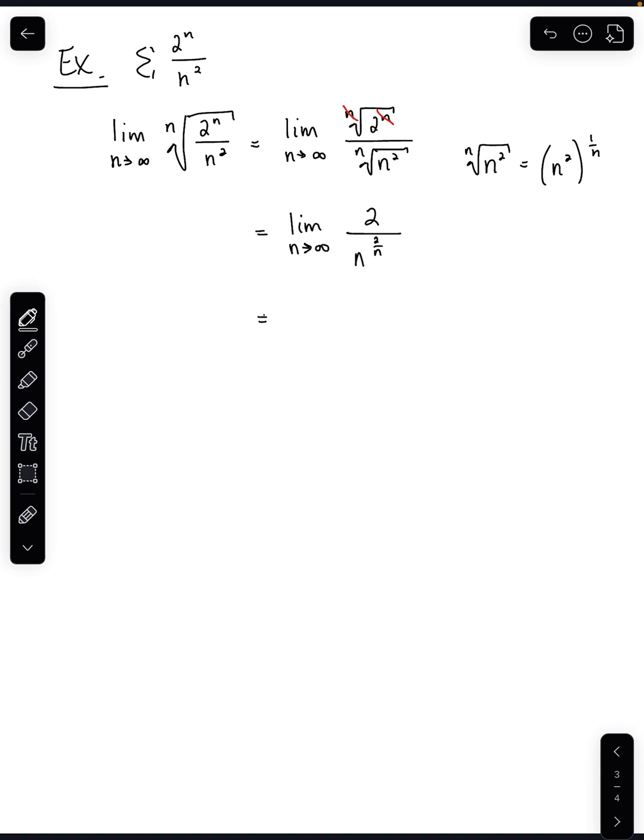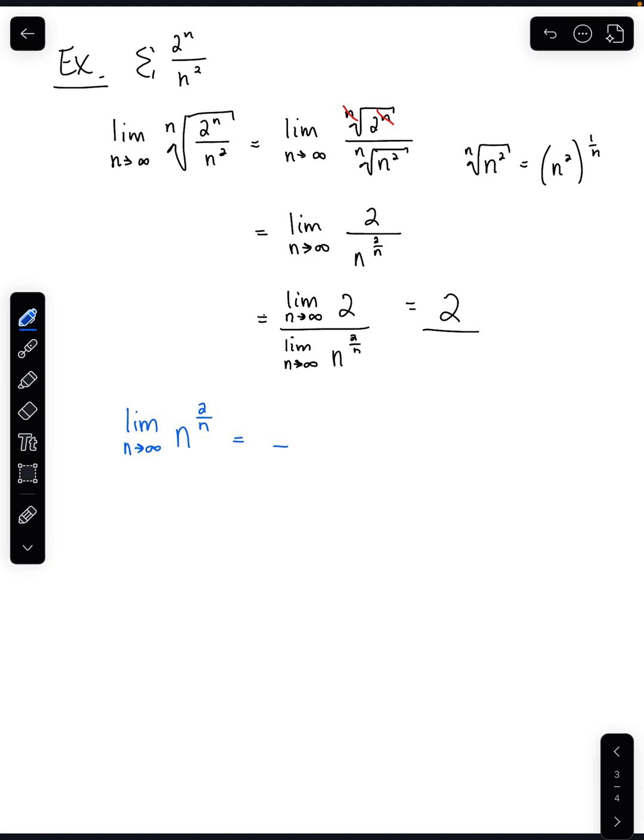Now, by properties of limits, we can do the limit of the numerator separately from the limit of the denominator, which is helpful because the limit of the numerator is, of course, quite easy. But in the denominator now, we can focus on just that n to the 2 over n. So the numerator is going to result in a 2. We're now going to pull the limit in the denominator out because we're going to have to do some manipulation of this in order to evaluate the limit.